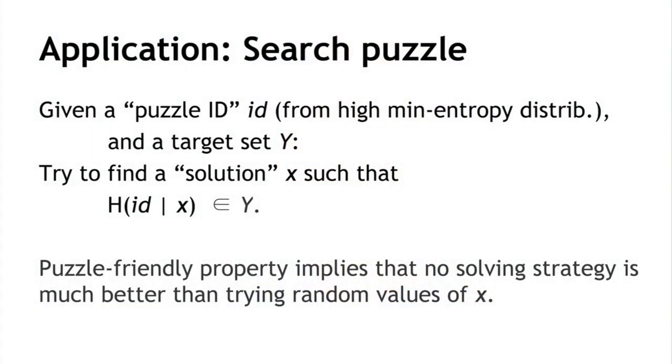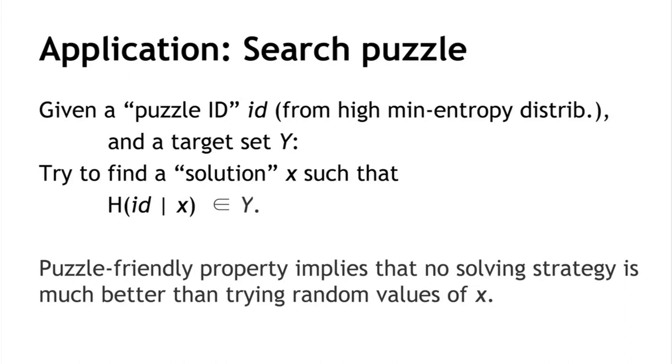To be more specific, the idea is that if we're given a puzzle ID, which is chosen from some high min entropy distribution, that is some very spread out probability distribution, and we're given a target set y, which someone wants to make the hash function fall into, then we want to try to find a solution x, so that if we hash the puzzle ID together with the solution x, we get a result that's in the set y. So the idea is y is a target range or set of hash results that we want. The ID specifies a particular puzzle, and x is a solution to the puzzle.